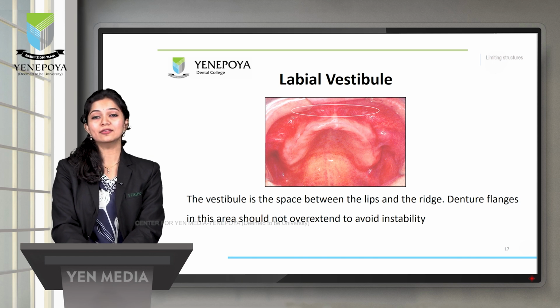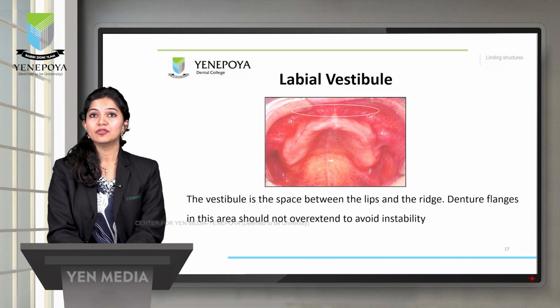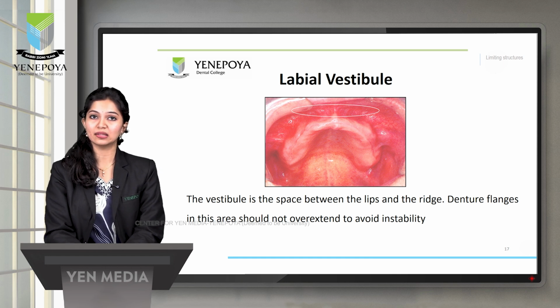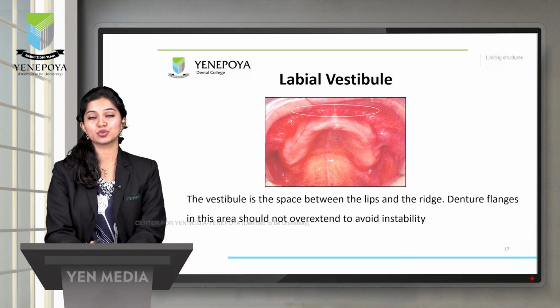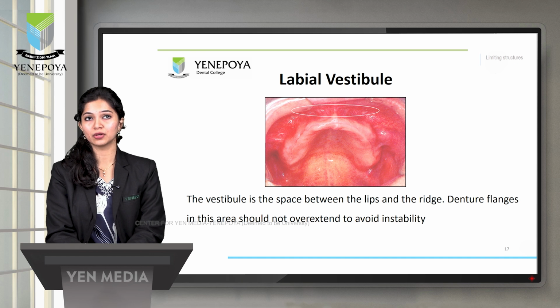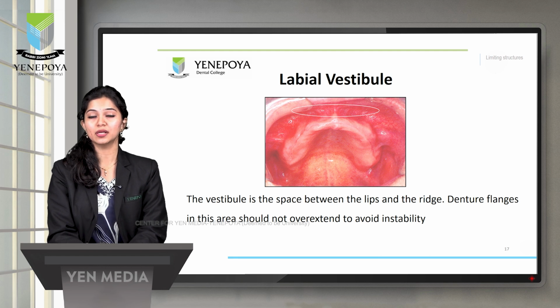Now coming to labial vestibule. In layman's terms, vestibule is nothing but a space between the cheeks and the ridge. So labial vestibule, which is towards the labial side of the ridge, is the space between the lips and the ridge.